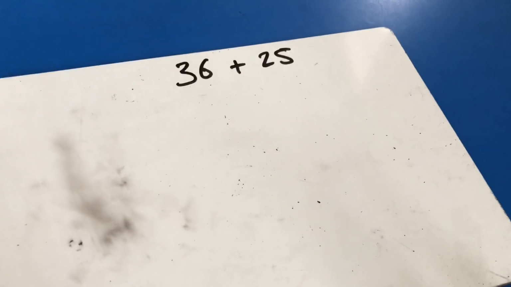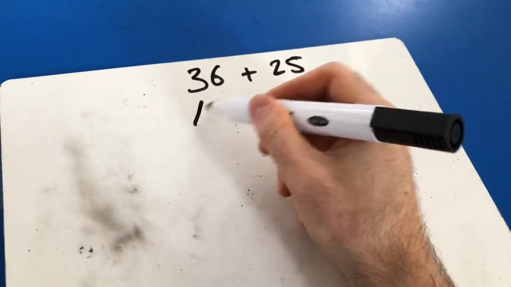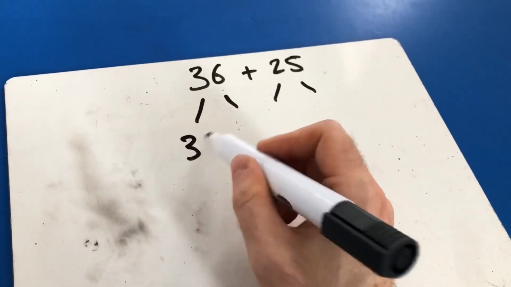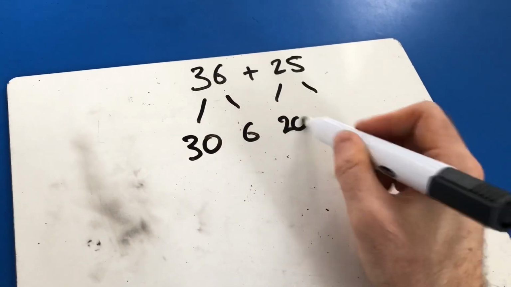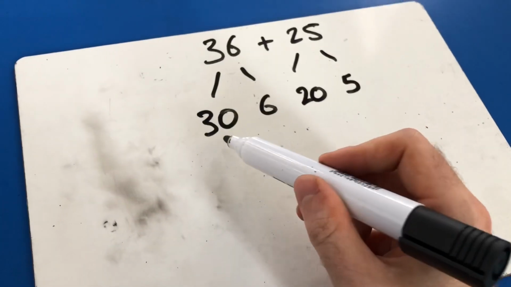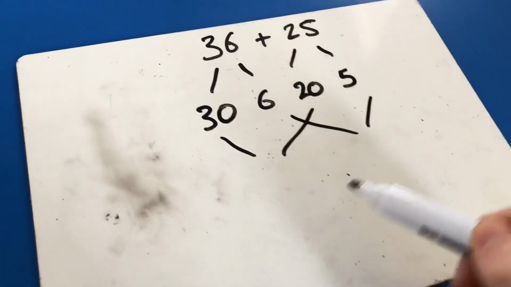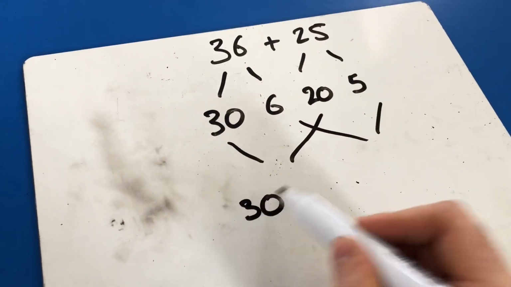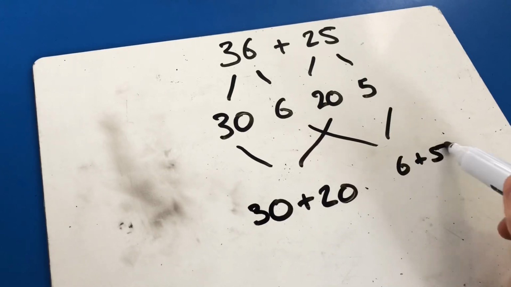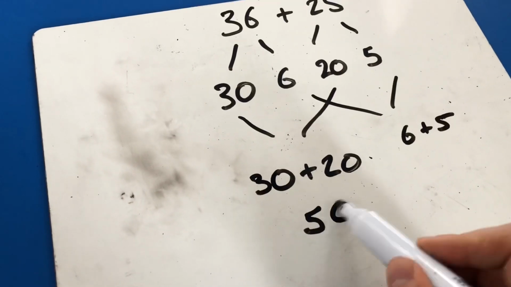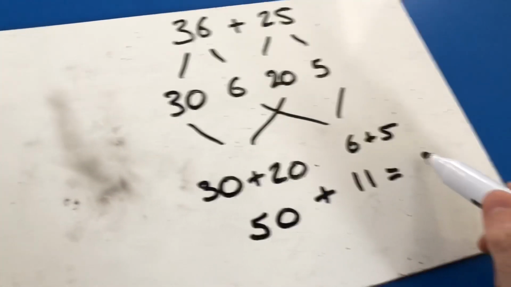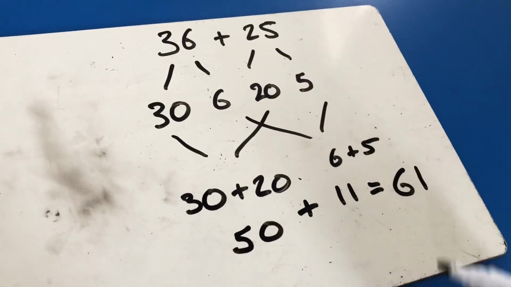Third way of doing it is something called partition, where I would break both numbers down into tens and ones. So I'd have 30 and 6 and 20 and 5. And now what we do is we do a wee dance, and we bring the tens together and we bring the ones together. So we do 30 add 20 and we do 6 add 5. 30 add 20 is 50, 6 add 5 is 11, add those two numbers together and we get 61.